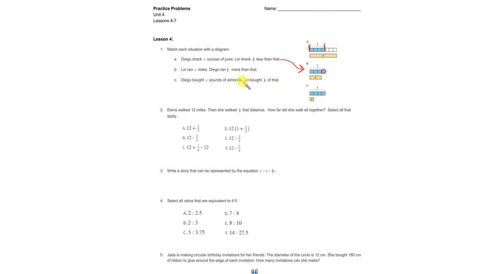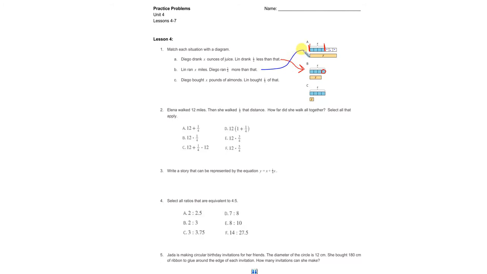And then the second one, Lynn ran X miles and Diego ran 3 quarters more. And the only one that went more was A, so it has to be A. But the reason why it is A and it matches is because they went 1, 2, 3 quarters more than the whole that Lynn ran, X.